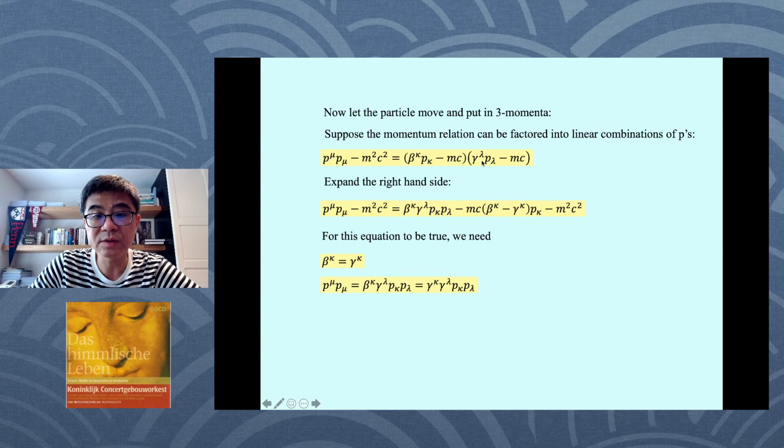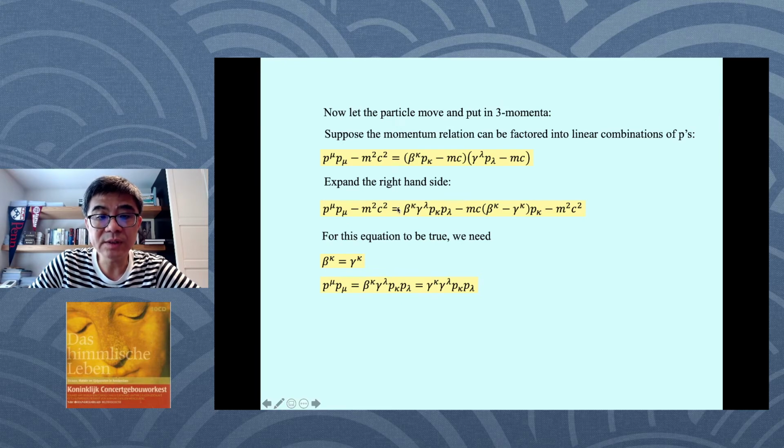Therefore, we need to expand the right-hand side into this form. This is beta kappa gamma lambda times p kappa p lambda, minus the cross terms mc beta kappa and gamma kappa, which is this times this and this times this, p kappa. Oh, sorry, this should be plus, but it doesn't matter. I think I should change the sign of one of these, for example here to plus. That's a minor mistake. So it will be minus m squared, and this minus m squared and this minus m squared will cancel each other.